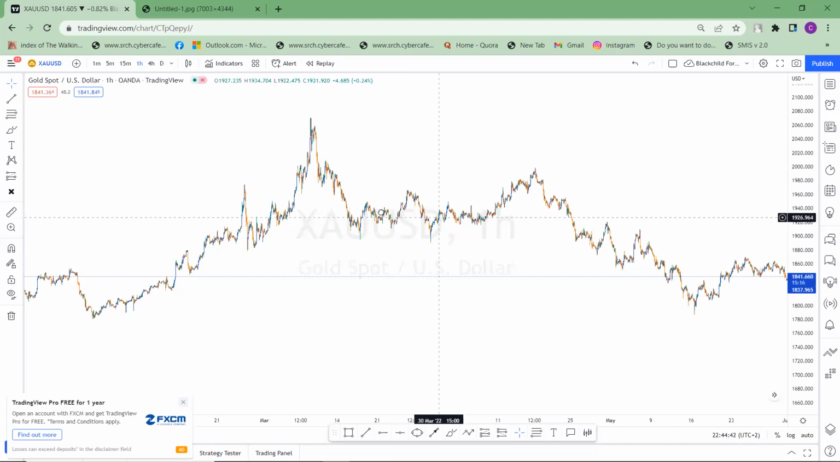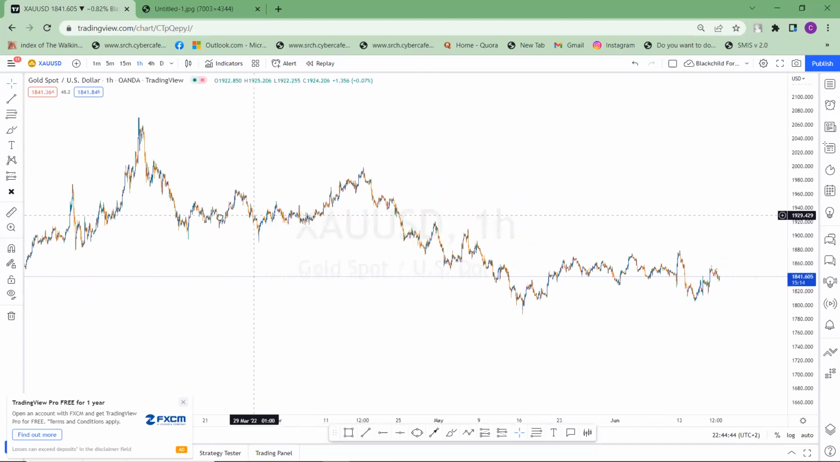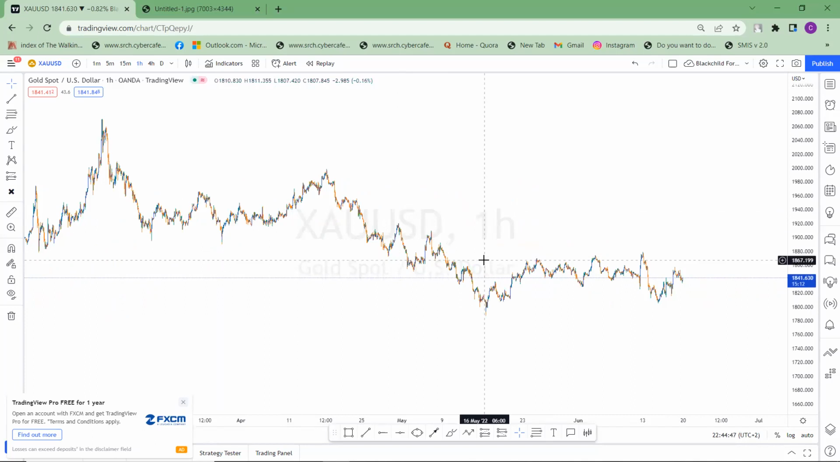Just a recap from the last lesson. We were looking at market structure and market direction. So we looked at bearish momentum, bullish momentum, and a ranging market.